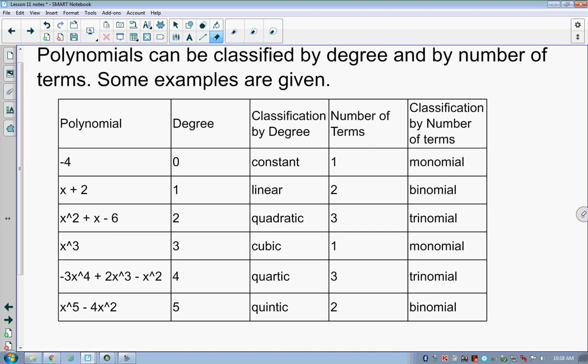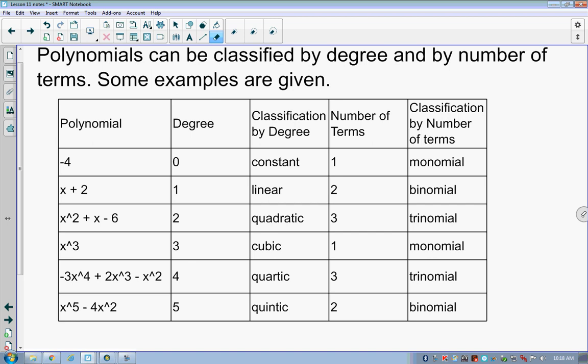Okay, the degree is based upon the variable. What exponent is there above the x that I don't see? 1, which is why it has a degree of 1. Okay, it's linear in that sense. A variable with 1 as an exponent is linear. There are 2 terms. I've got x and I've got a constant, 2 terms, binomial.